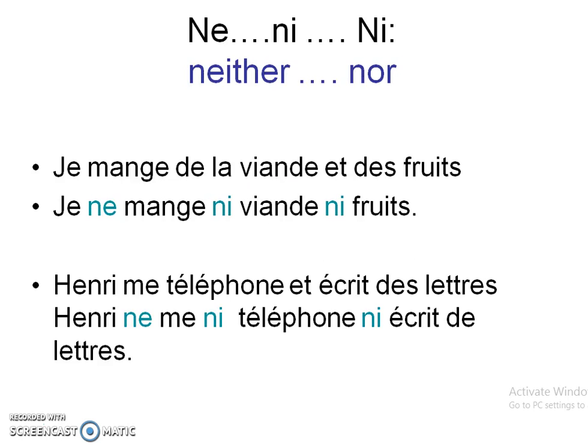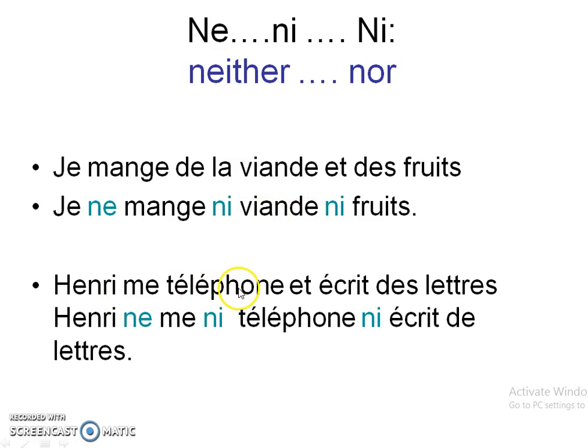Ne ni ni, neither nor nor. Je mange de la viande et des fruits. Whenever there are two words or two verbs which need to be made negative, we use neither nor nor. Je ne mange ni viande ni fruits. The de la and the des disappear along with the article. So, je ne mange ni viande ni fruits.